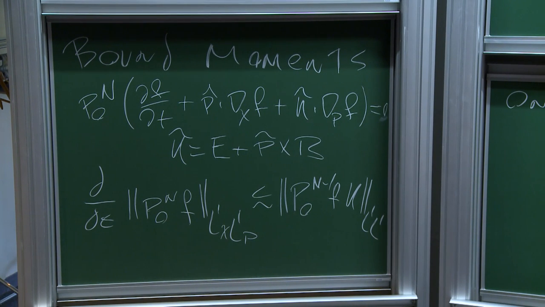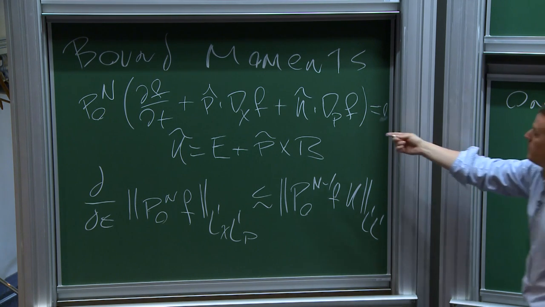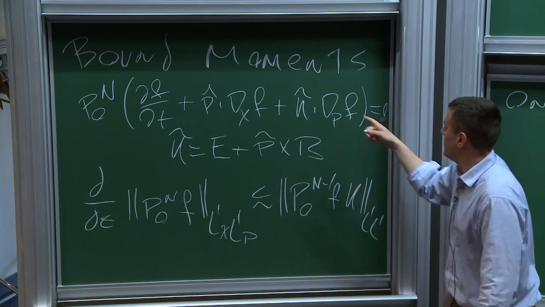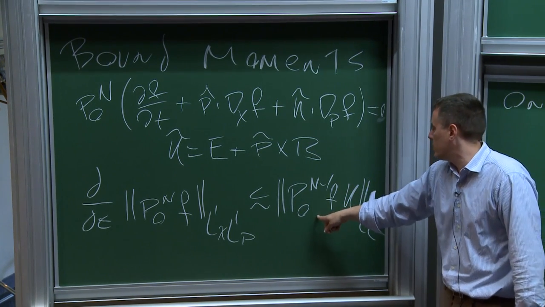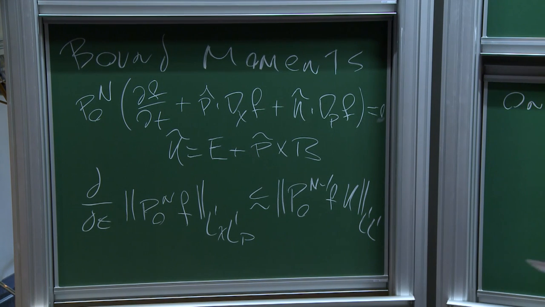So you want to bound the moment. You take the Vlasov equation, you multiply by p0 to the n, you integrate in x and p, and you can get an inequality like that. Integrating by parts in x gives you 0, and in p that reduces the power of p0 to p0 to the n minus 1. And then the game is to control this.